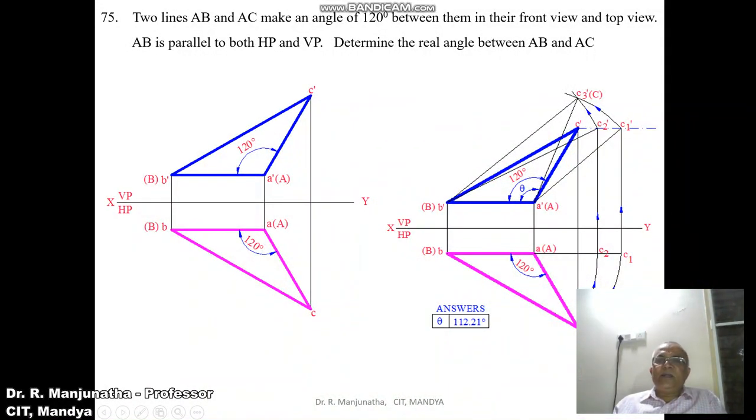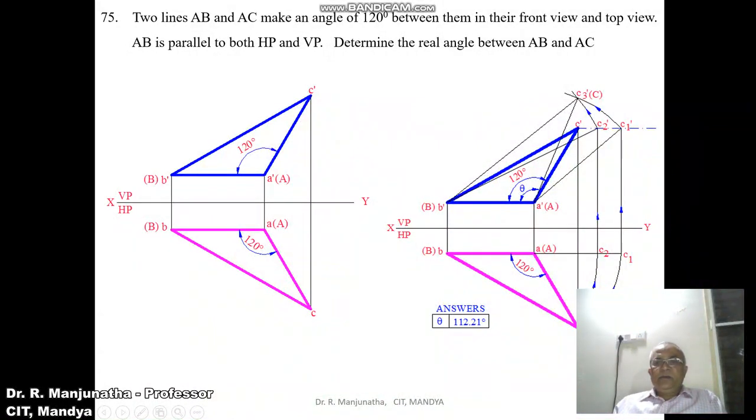Now since we want to find the real angle between capital AB and capital AC, with A dash as center, taking the radius of A dash C1 dash, you draw an arc as shown. Similarly, with B dash as center, taking the radius of B dash C2 dash, by using the compass, you draw an arc such that it cuts the previously drawn arc at this point, and you mark this point as C3 dash. Then join A dash C3 dash and also B dash C3 dash. You mark this point as C dash, because this is the true length that you are going to get.